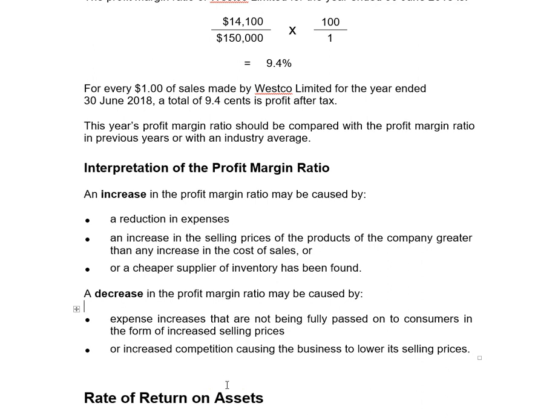If it is decreased, then the opposite is true. It may be due to an increase in expenses, or increased competition, which causes you to lower your selling price. So these are some of the generic reasons why your profit margin ratio can go up or down.